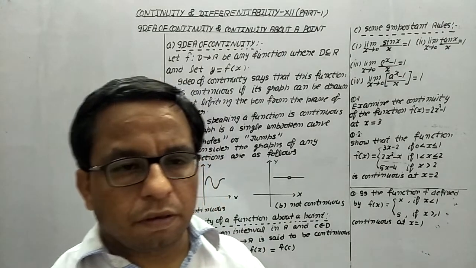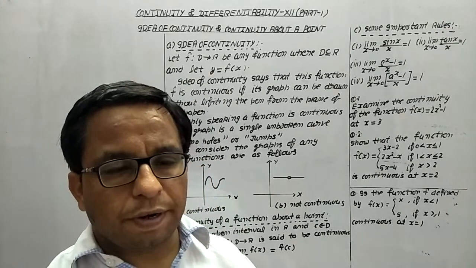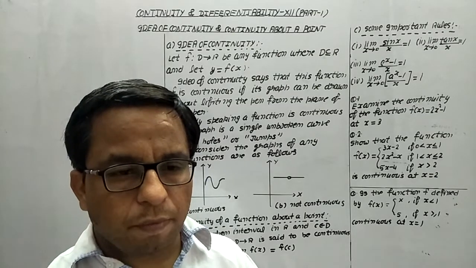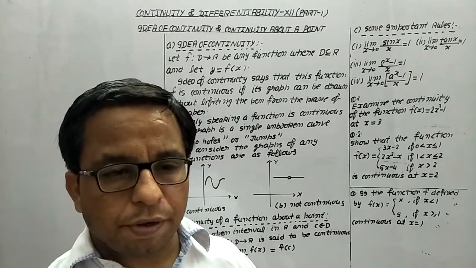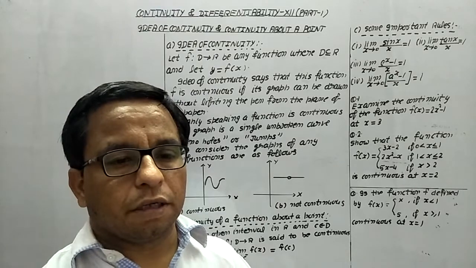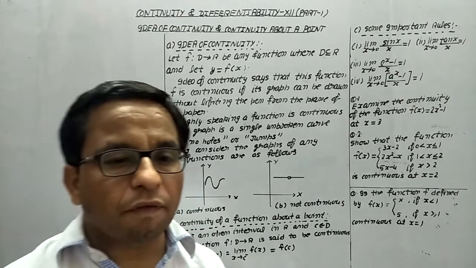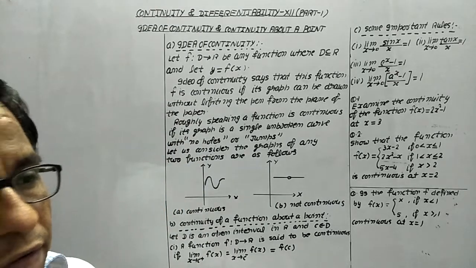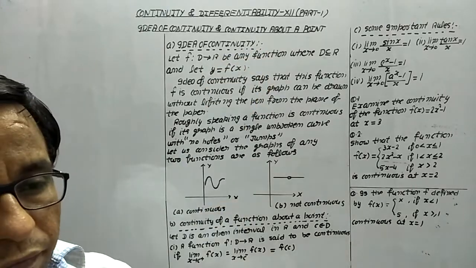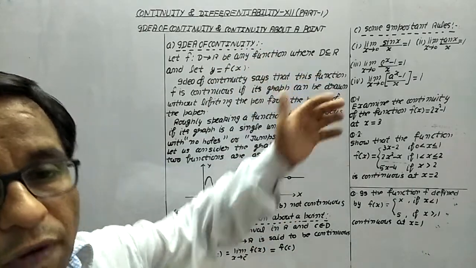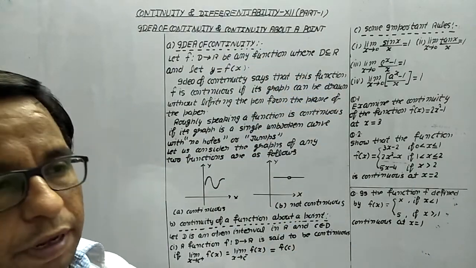Hello everyone. Today in this part 1 of continuity and differentiability, I'll explain to you about the continuity of a function about a point. So let's start with the continuity of a function. Let us suppose we have a function f: D to R, where D is also a subset of R, and y equals f(x).